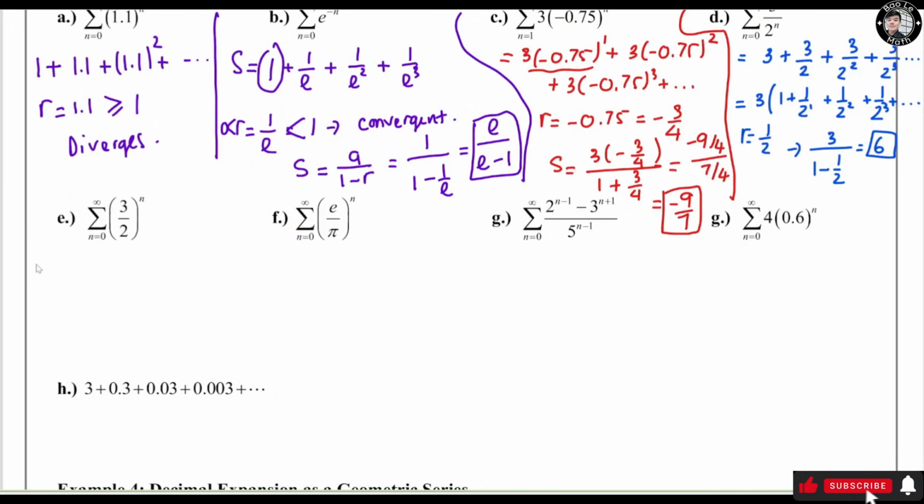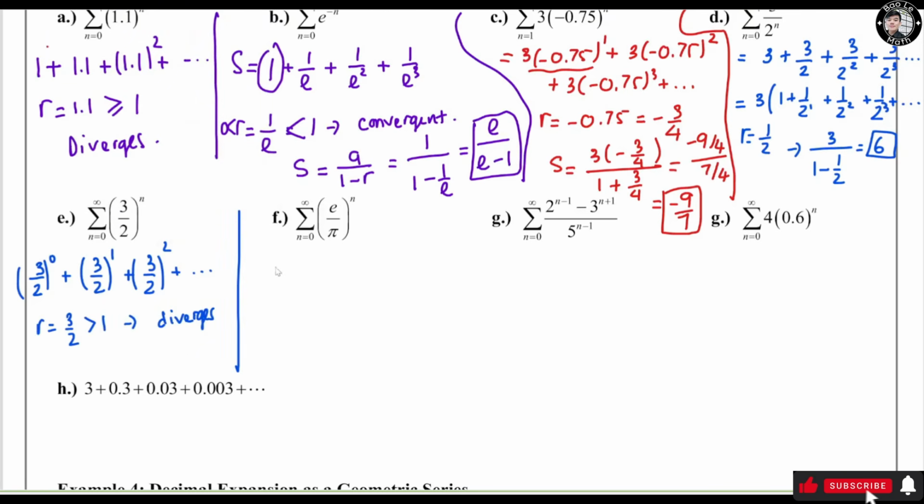Now question E. n equals 0, we have 3 over 2 to the power of 0, plus 3 over 2 to the power of 1, plus 3 over 2 squared, plus etc. So the common ratio is 3 over 2, which is greater than 1. Then the series diverges.